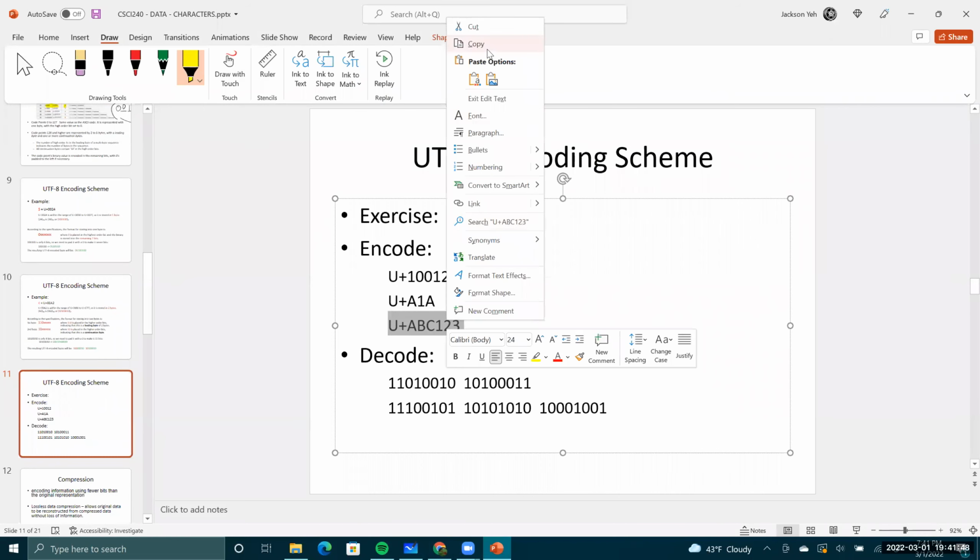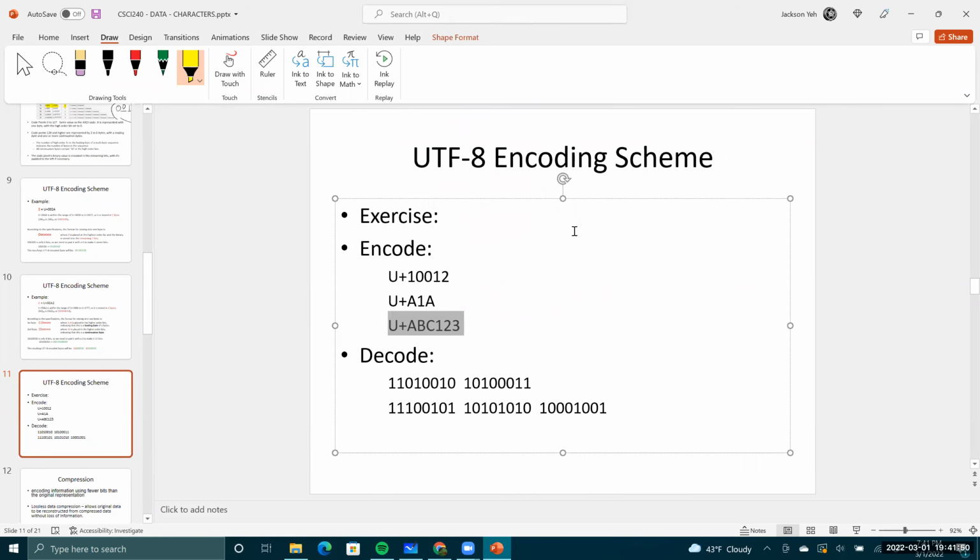So UTF-16, we don't need to know. No, just UTF-8. As long as you understand one encoding, I don't need you to memorize. There's more than 2 encodings. I just needed you to be very familiar with one of them, just so you know how you go from zeros and ones to a character.